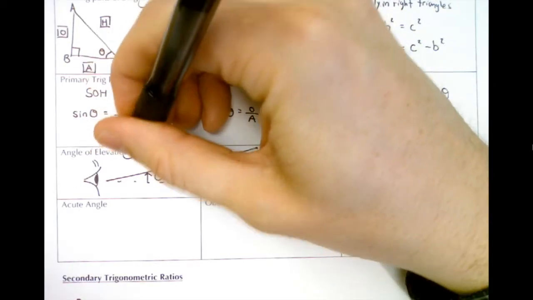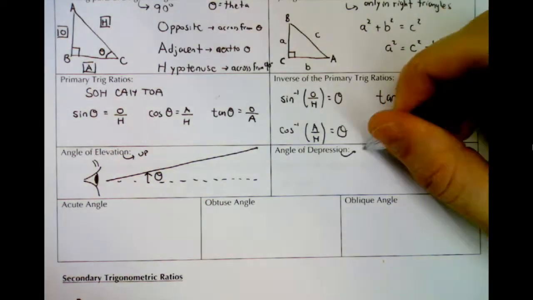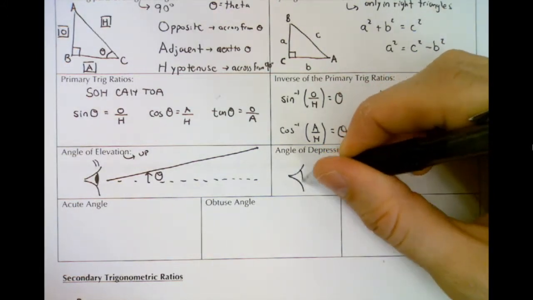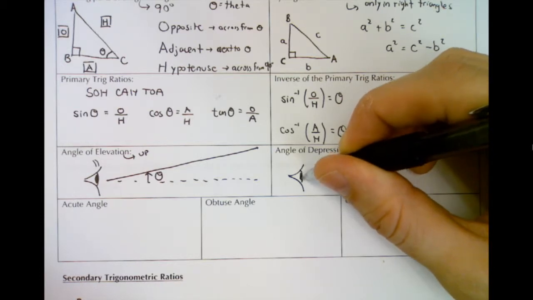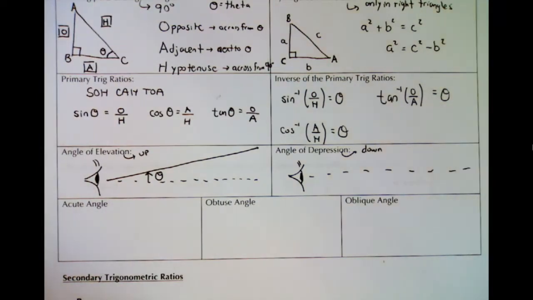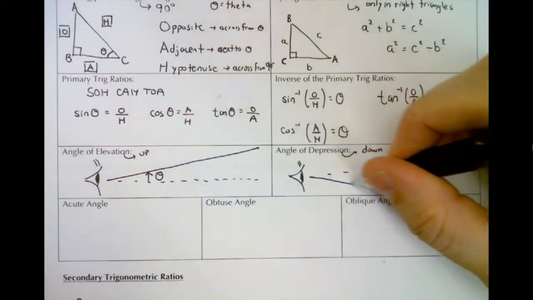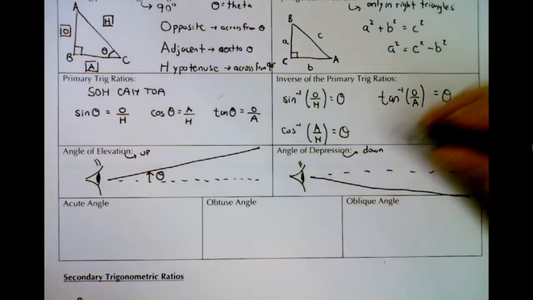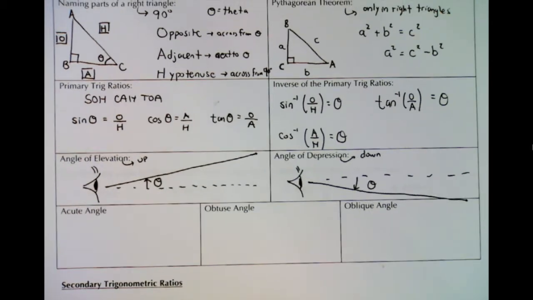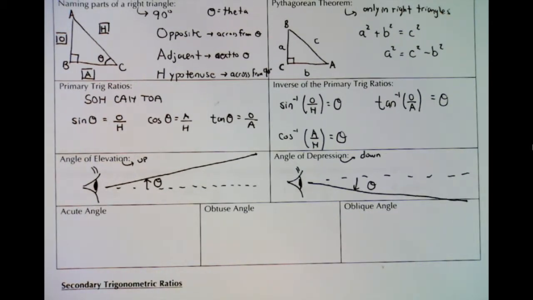Elevation means up. Depression is the opposite, down. I'll draw my eye again. And there's my line of sight, perfectly horizontal. And I look down at my object. And the change in my line of sight is an angle of depression. So drawing an angle of elevation, angle of depression from a horizontal was an important piece of word problems in trigonometry, and it will again be an important piece of word problems in trigonometry this year.